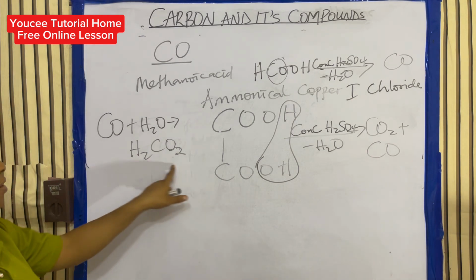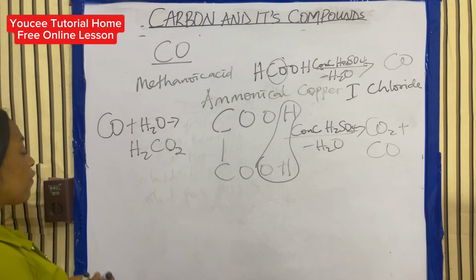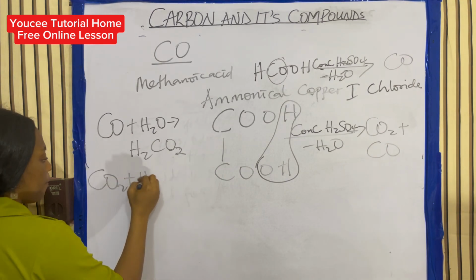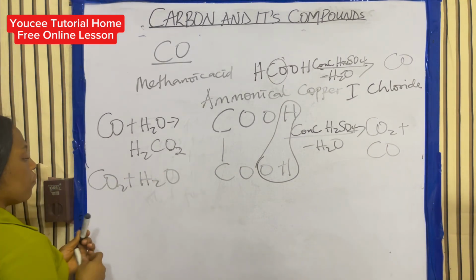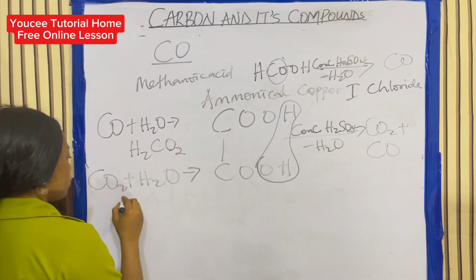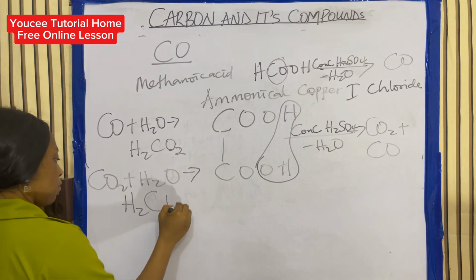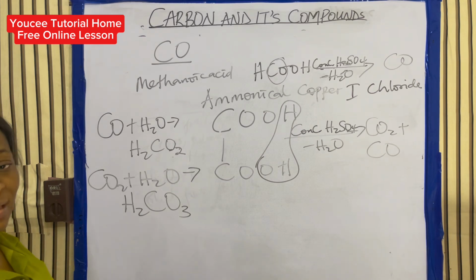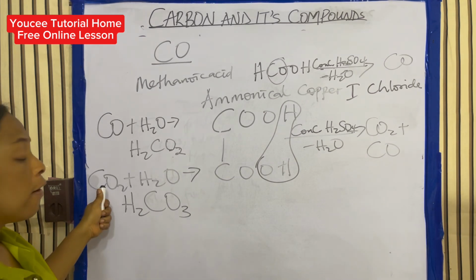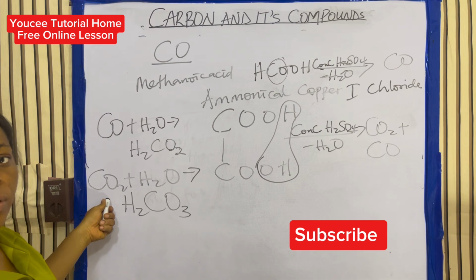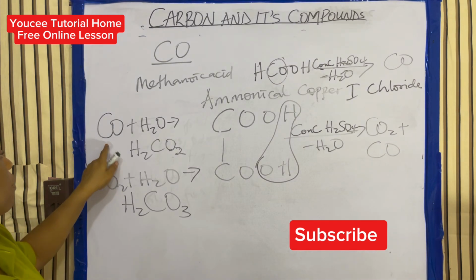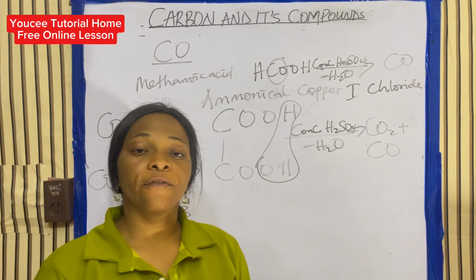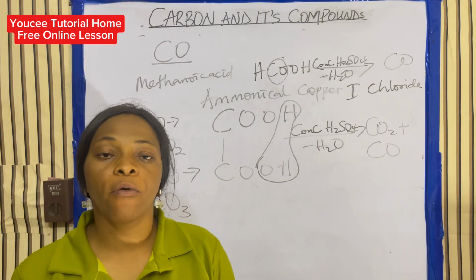Now there is no acid by this, but if carbon 4 oxide dissolves in water, it is going to give you this, an acid, trioxocarbonate 4 acid. So this is going to turn blue litmus paper red, and this one is neutral to litmus. Okay, so these are the fun things you need to know about carbon 2 oxide.